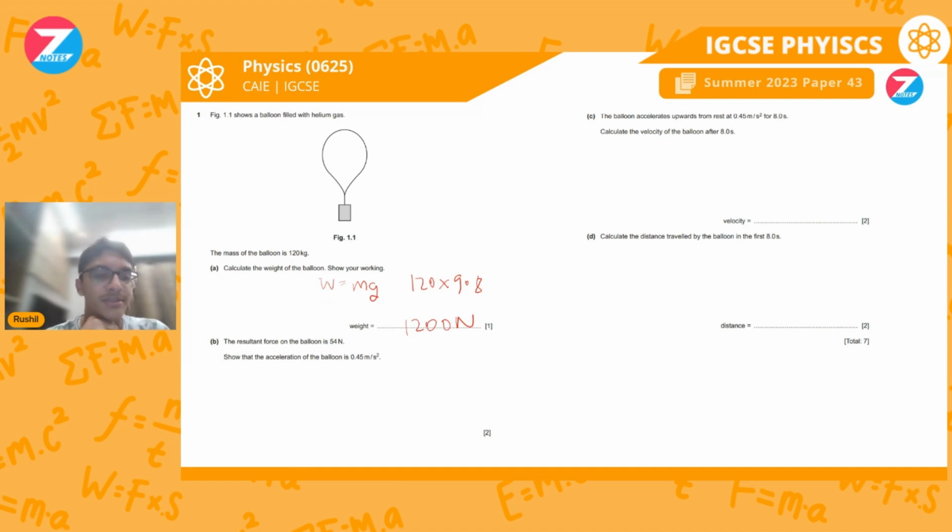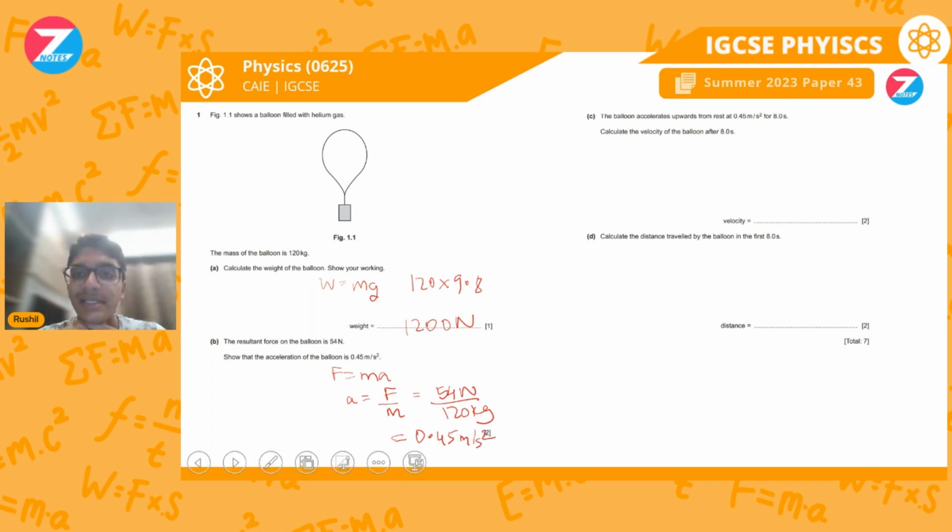Next, the resultant force on the balloon is 54 newtons. Show that the acceleration of the balloon is 0.45 meter per second square. So we know the formula that force is equal to mass into acceleration. So consequently, acceleration is equal to force by mass. Here, the force is given as 54 Newton by 120 kg. So thus the acceleration is 0.45 meter per second square.